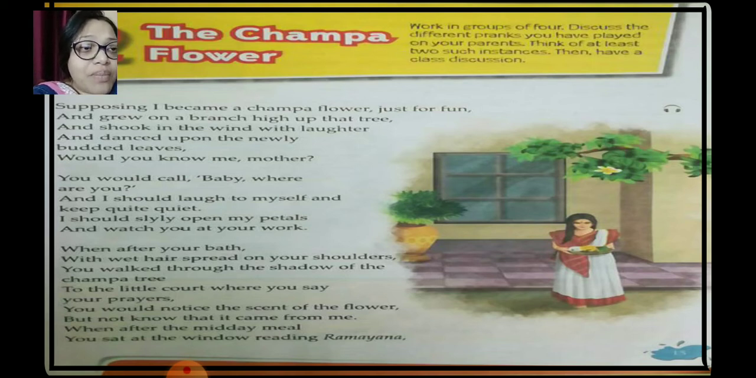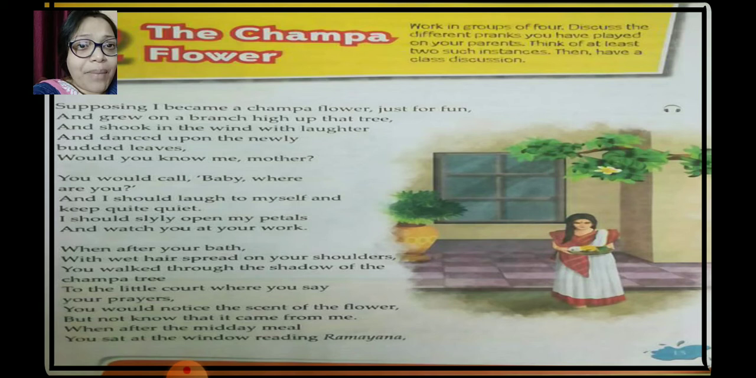So after your bath, the child is telling in the next stanza that when the mother takes her bath and comes out with her wet hair falling on her shoulder, she will walk through the shadow of the champa tree. The champa tree used to grow in their courtyard, and in order to cross the courtyard, she needed to go under it. So she needed to walk through the shadows of the champa tree to the little court where you say your prayers.